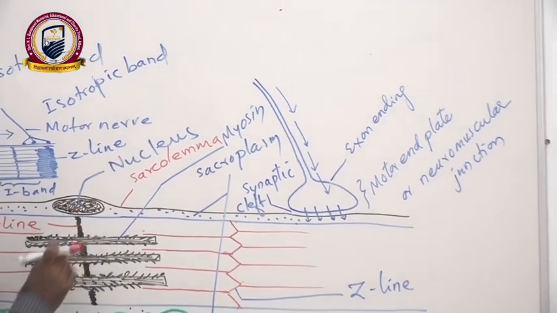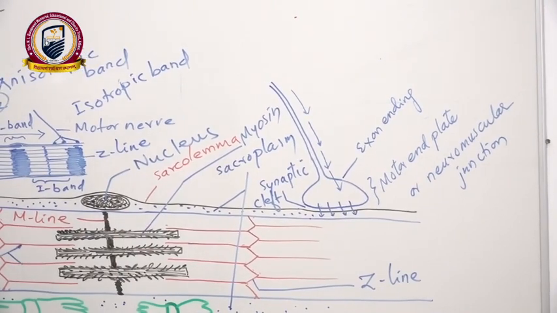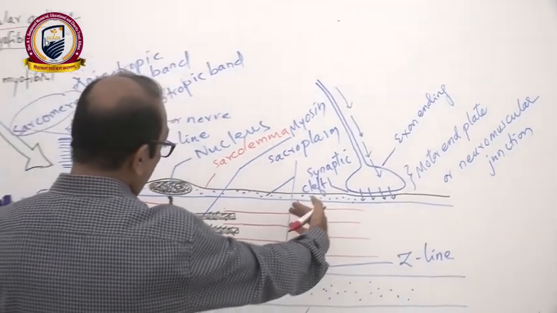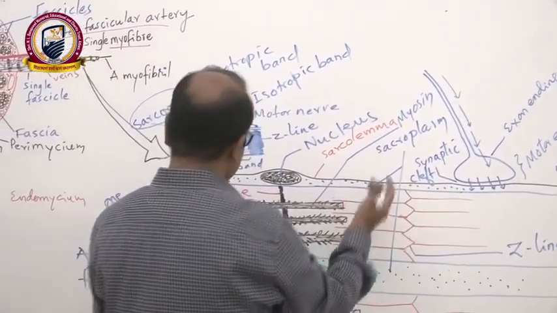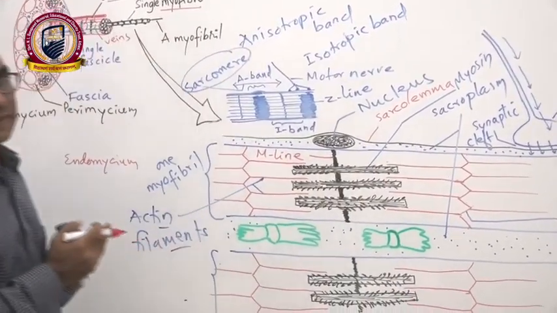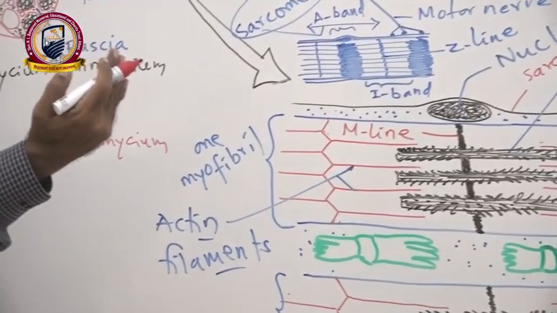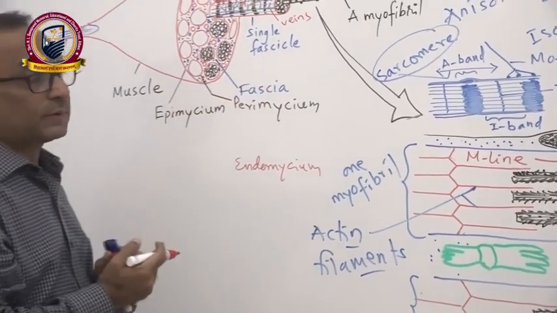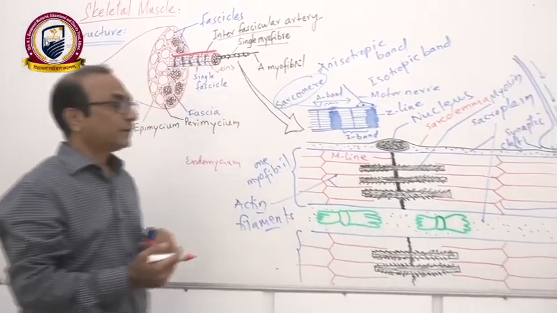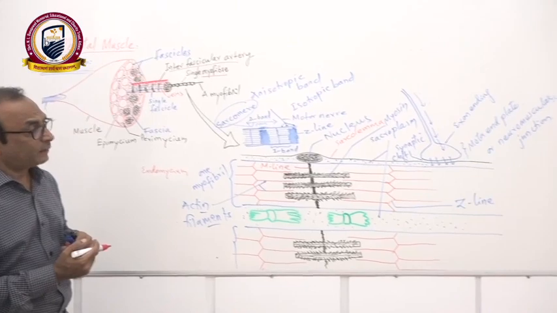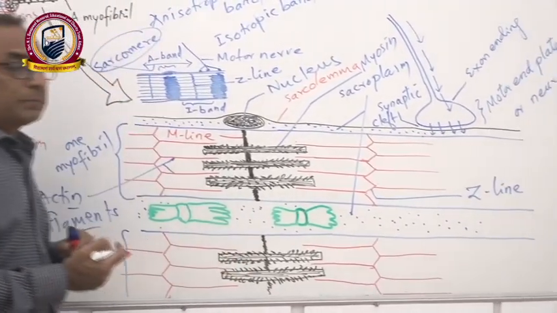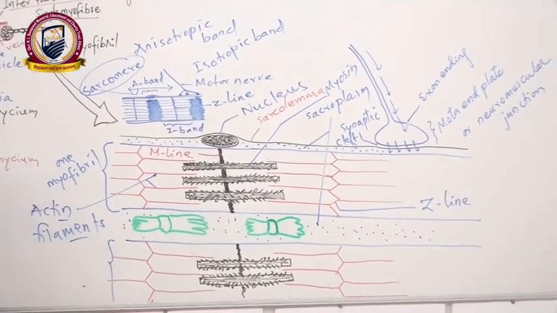Myosin filaments are thick and they do not move, they remain in one place, whereas the actin filaments are thin and they move inward. So when they move inward, the two Z lines come closer to the myosin filament so that the muscle fiber contracts, it becomes short. So that is how these two types of contractile proteins help in contraction of the muscle. We will take up the detailed mechanism of muscle contraction later on.